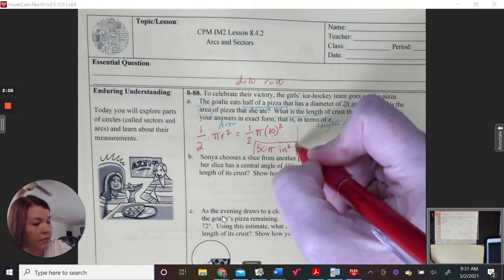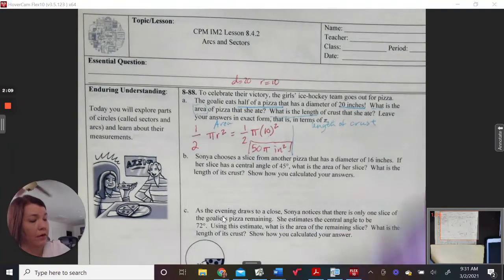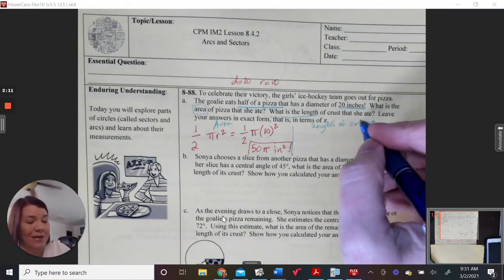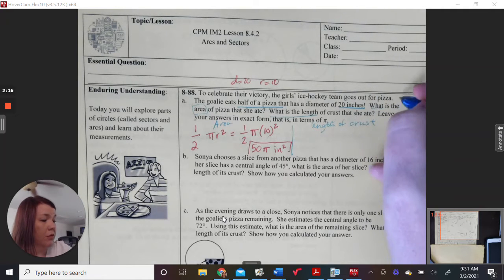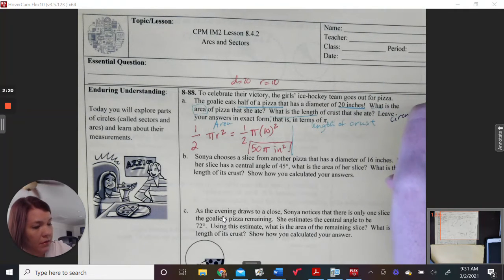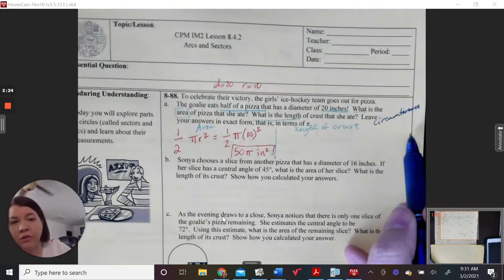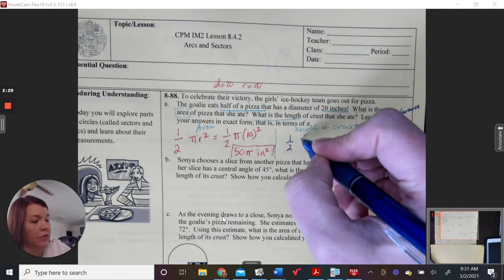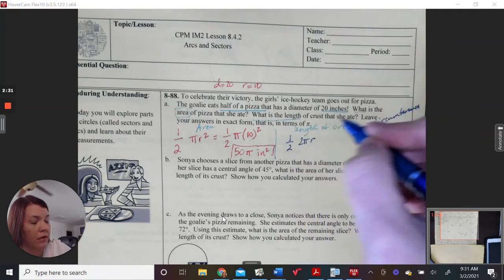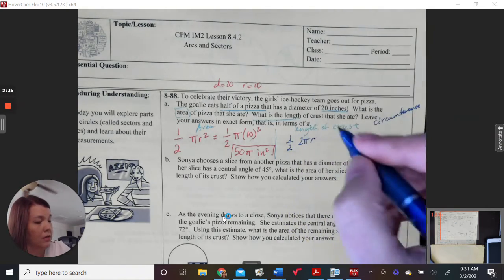Okay. Then we have length of crust. Since it's the crust, that would be an edge. That's circumference. With the other one we were dealing with area, and this one we are dealing with circumference. So we're still going to have half. The formula for circumference is 2 pi r, or diameter times pi, whichever one works for you.